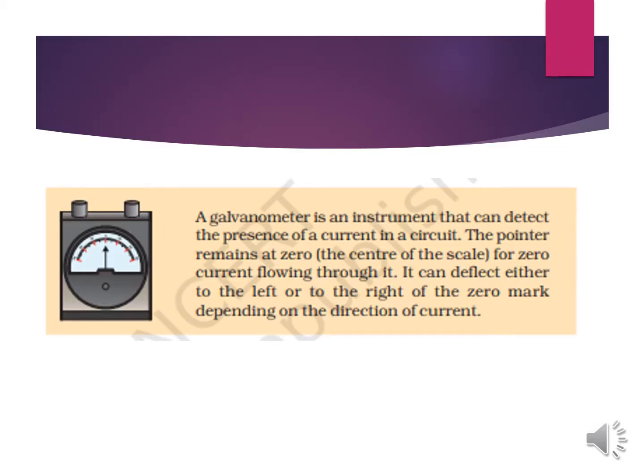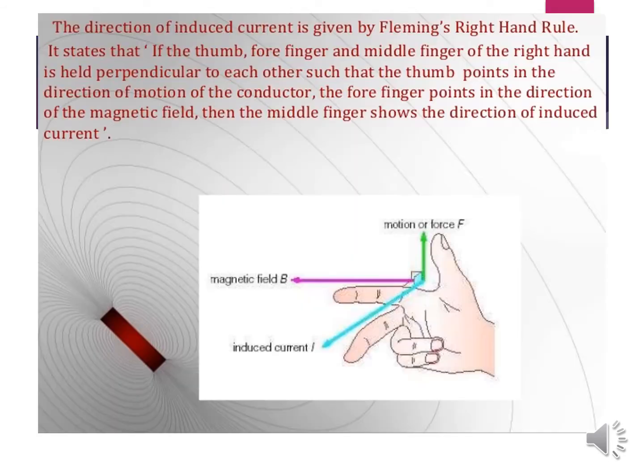Galvanometer is an instrument that can detect the presence of a current in a circuit. The pointer remains at 0, that means the center of the scale, for zero current flowing through it. It can deflect either to the left or right of the 0, marked depending on the direction.